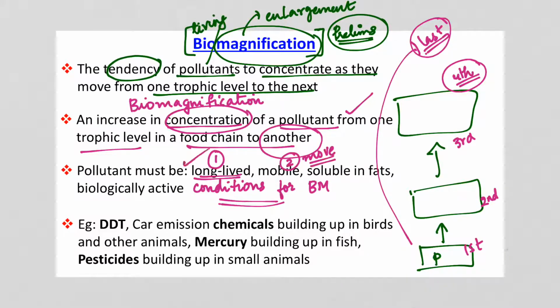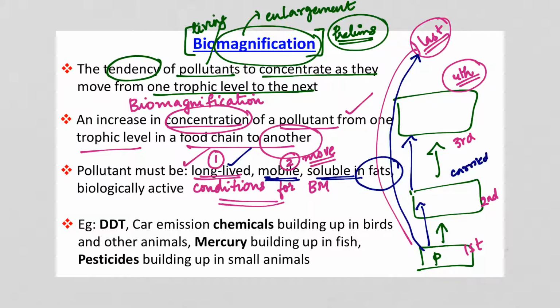Why long-lived? Because from one level to the next level, if it has to survive, it should have a longer life, from the first level till it reaches the last level. Mobile: it should be able to move from one level to the next through various organisms. It should be soluble in fats. If they are soluble in fats, they can be carried out to the next level. Next, they should be biologically active. These are the different conditions, and this is important for your prelims. They should be long-lived, mobile, soluble in fats and biologically active.